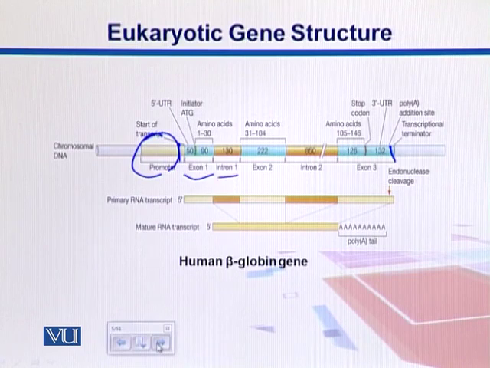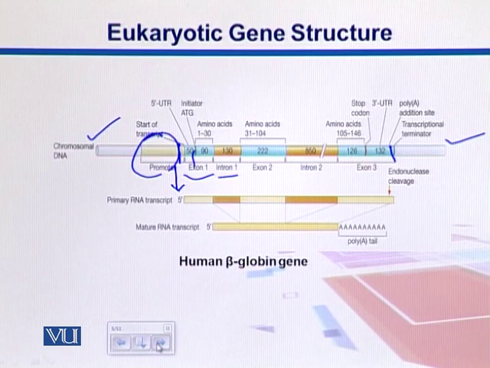There is a 5' UTR region. So this end of the gene is the 5' end, and this is the 3' end. So towards the 5' end we have a 5' UTR. This UTR stands for untranslated region. So this region is transcribed into messenger RNA, but no protein comes from here. The same way towards the 3' end we also have a 3' UTR.